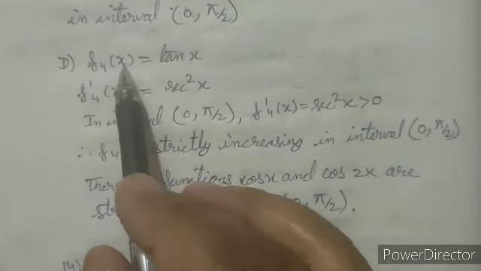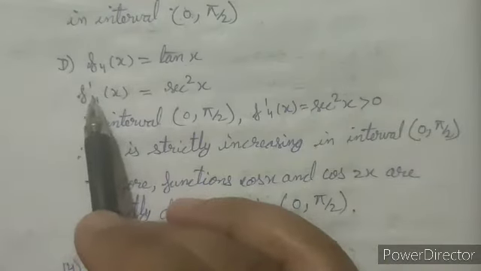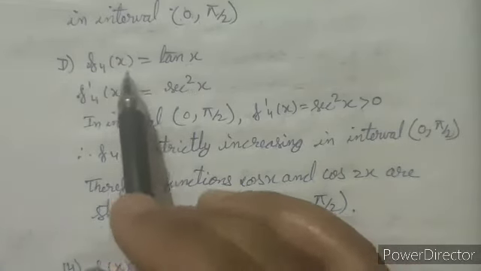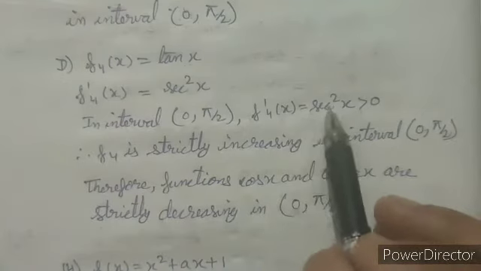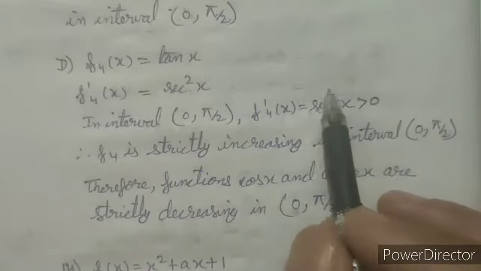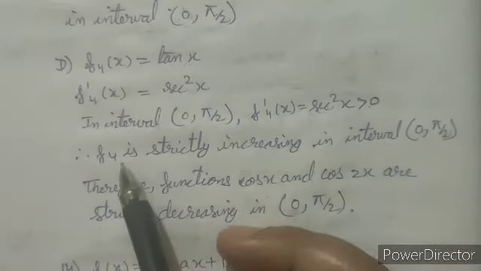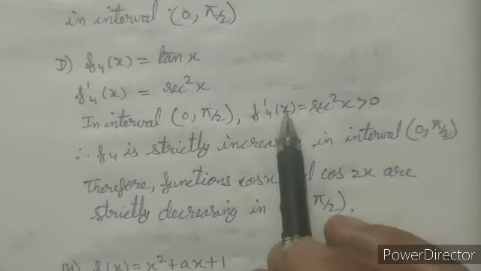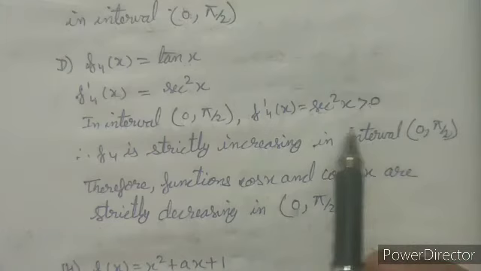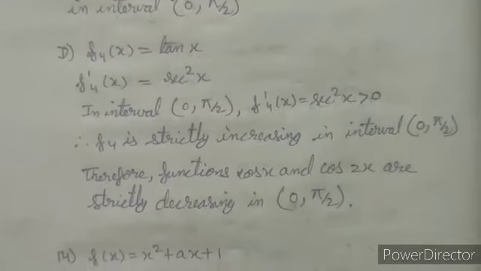So let f4(x) equal tan x. On differentiating both sides, f4 dash x will be equal to sec square x. Now in interval 0 to pi by 2, the value of sec square x is greater than 0, as square of any number will always be greater than or equal to 0. So we can say that f4 dash x will be greater than 0 in interval 0 to pi by 2, and thus f4 is strictly increasing in interval 0 to pi by 2.